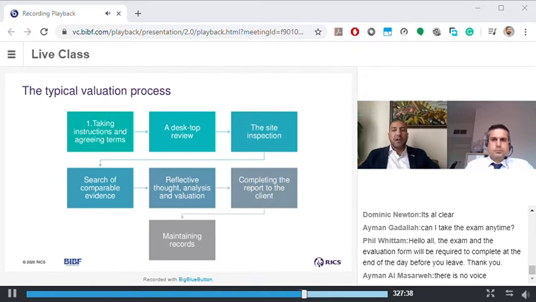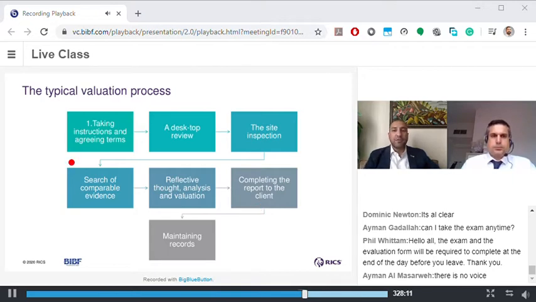The third step would be to do a site inspection. The fourth step would be to search for comparable evidence or market data and evidence in general. Step number 5 would be to reflect, analyze, and do the valuation. 6 would be completing the report to the client, and 7 would be maintaining records. I think the RERA, the BVS law, actually dictates, the standards dictate all of those 7 steps, including the BVS.